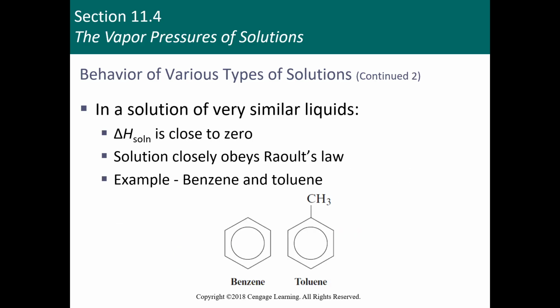So if you have a solution where they are very, very similar liquids, so the delta solution is very close to zero, the solution will closely obey Raoult's law. It's very, very close to an ideal solution then. So for example, when you have benzene and toluene, these are very similar, and so you have very little difference between them. You can pretty much freely replace benzene with toluene here, and this means that it will obey Raoult's law very well, because there's not a lot of difference in the interaction between two benzenes and a benzene and toluene. There just isn't much difference.